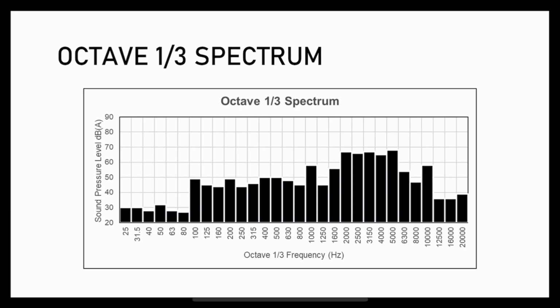So let's say you have a 1/3 octave spectrum. You have captured the data, processed it, and you have this 1/3 octave spectrum. On the y-axis is the sound pressure level in dBA, and on the x-axis you have the octave frequencies. Now I've chosen from 25 hertz to 20,000 hertz. There are frequencies beyond and below this, but they're out of the human hearing range, so I've just included these bands.